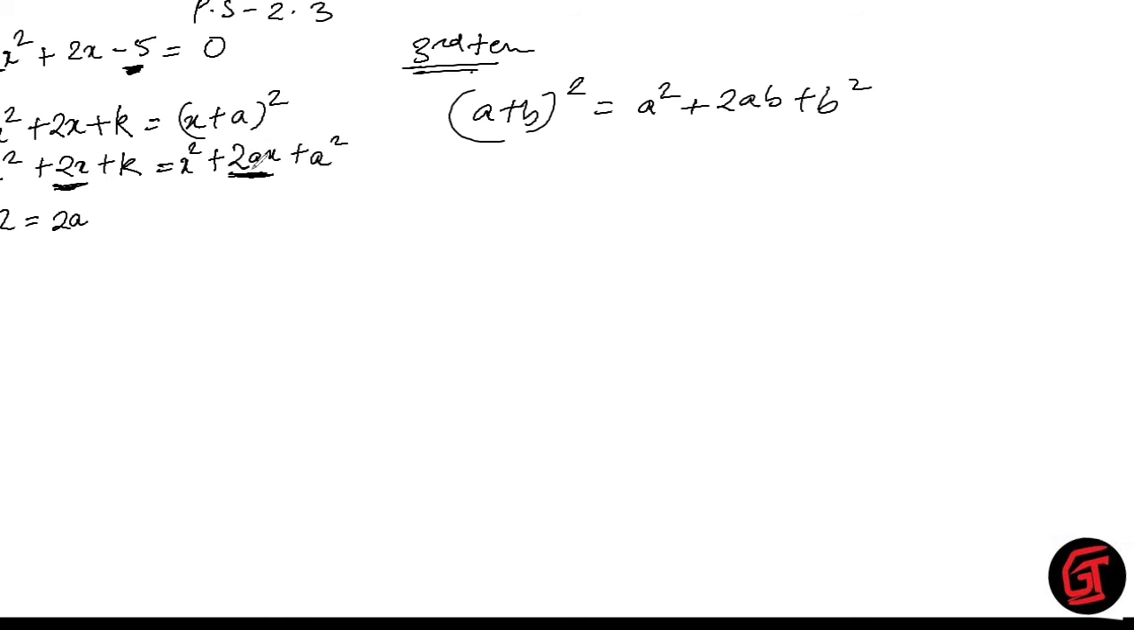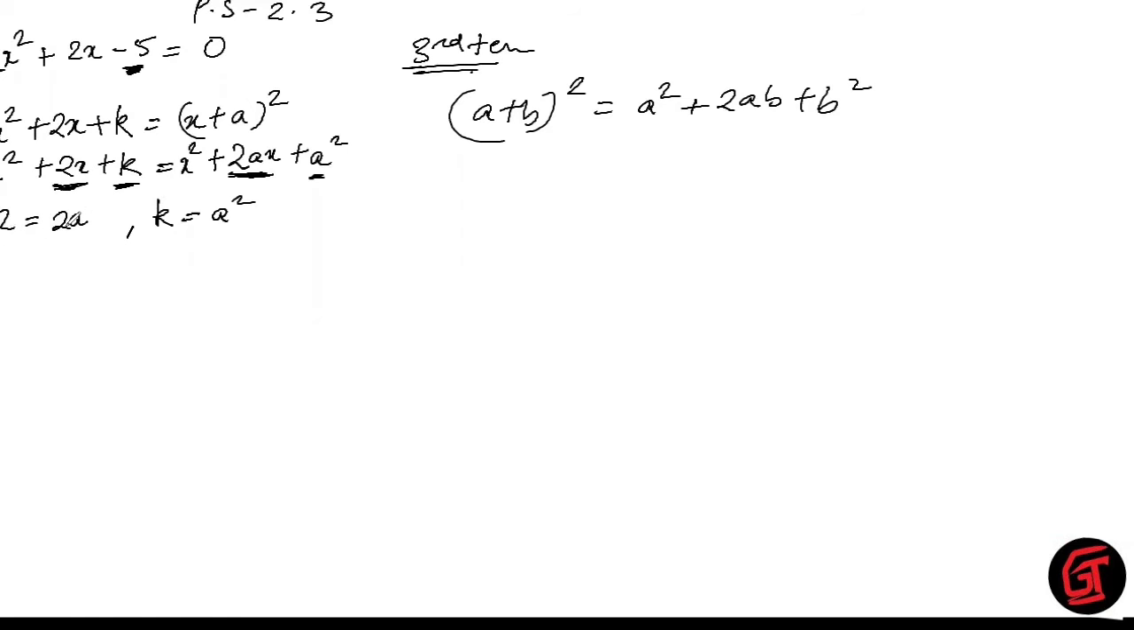Why do I say 2a? Because apart from x, what is there is called the coefficient. Here apart from x what is there is 2, so 2 is equal to 2a. We are equating both, that's why we write equal to. And let us compare this k also. The third term here is k, and the third term here is a square.